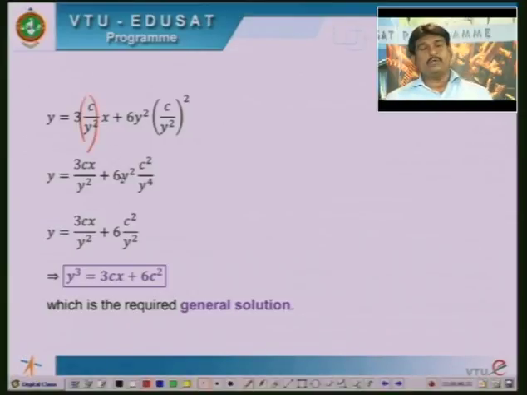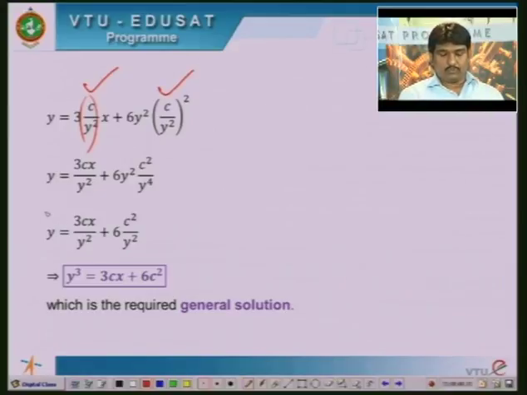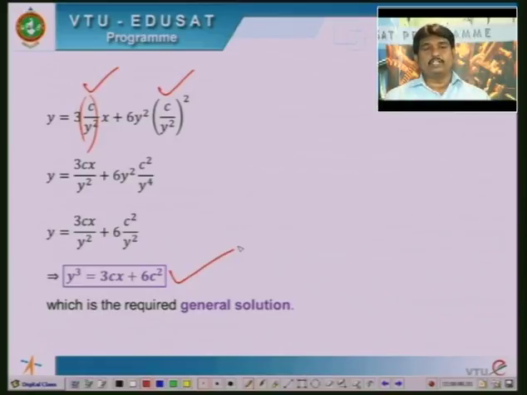Yes, c by y square is p. It is y equals 3px. p is c by y square plus 6y square into p square, which is c by y square the whole square. Now you simplify this: y equals 3cx by y square plus 6y square into c square divided by y to the power of 4. So y is 3cx divided by y square plus 6 times c square divided by y square. Multiply by y square to get y cube equals 3cx plus 6c square as the general solution of the given differential equation.